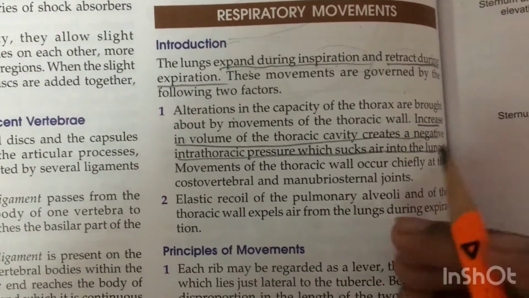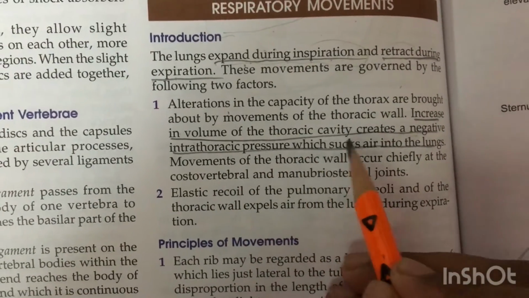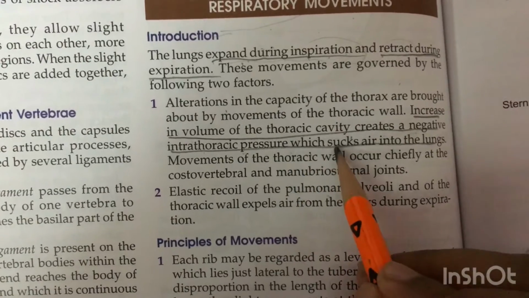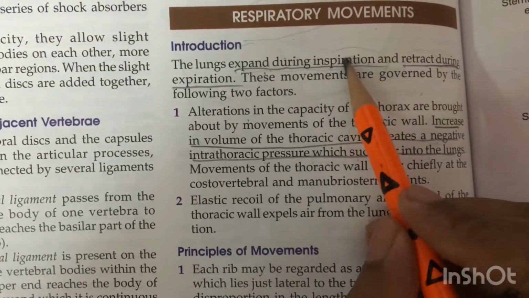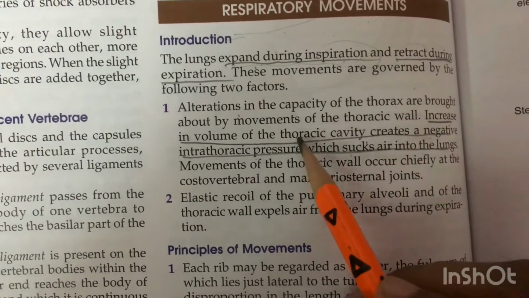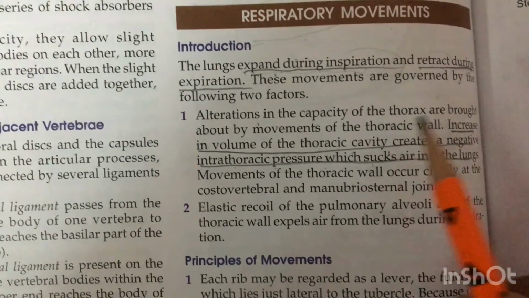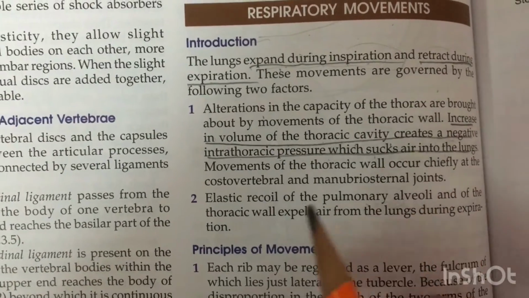So how does that happen? Because an increase in the volume of the thoracic cavity creates a negative intrathoracic pressure, which sucks air into the lungs. So during inspiration, our thoracic cavity's volume will increase. It will create a negative pressure that will suck the air from outside into the lungs.